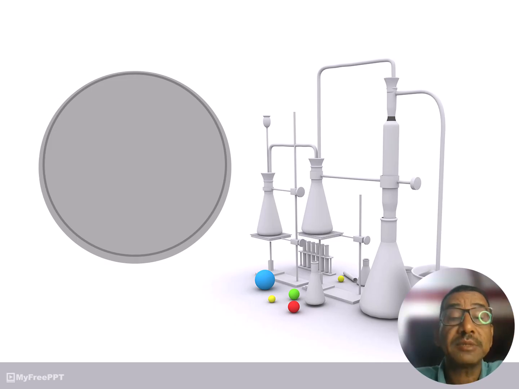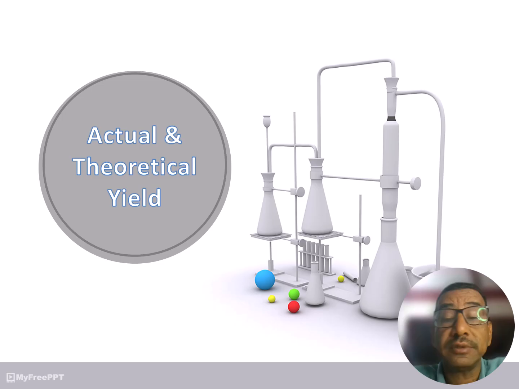النهاردة هنتكلم عن حاجة اسمها actual and theoretical yields. معناها if I have a chemical reaction, I have actual yields, يعني products actual, and I have products according to calculation with stoichiometry. The actual that I have, I call it actual yield, but the product which results from stoichiometry by calculation is theoretical yield.